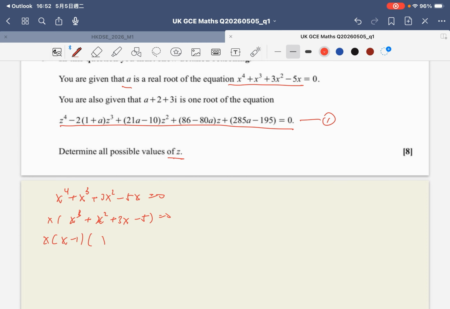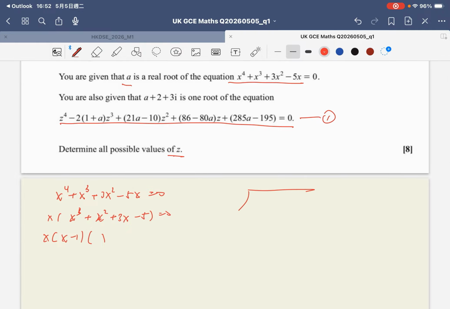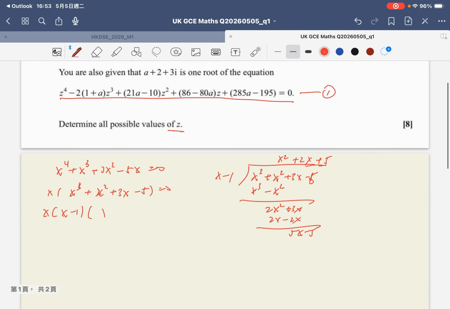Of course, I know that your calculator can support you to do the calculation here, but anyway, I try to show you the step. x squared, 2x squared plus 3x plus 2, 5x minus 5. Okay, then the quadratic factor should be this one. Then x equals 0 or 1.